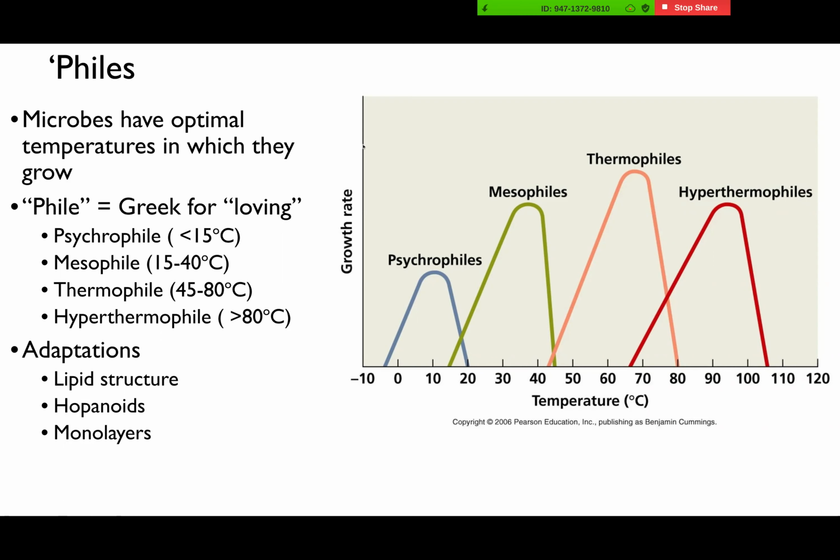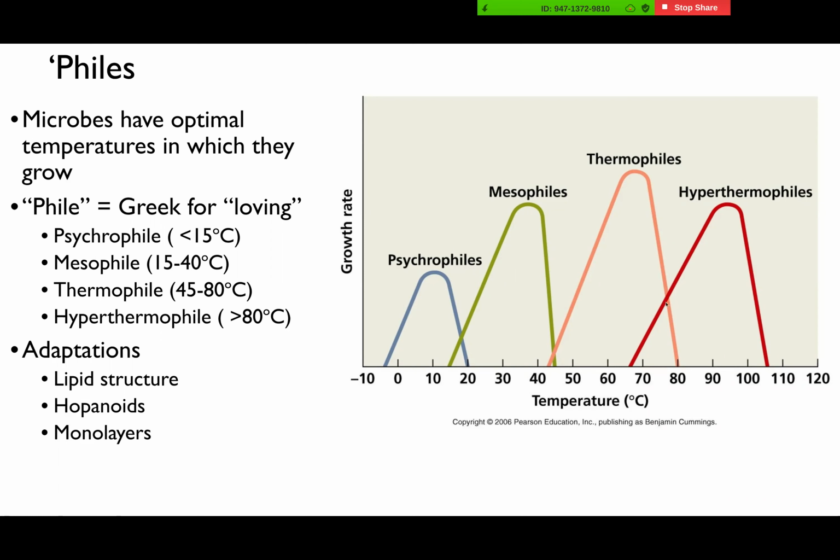On this y-axis, we have growth rate. So the higher the growth rate, the faster the microbe is growing. And then we have temperature here on the x-axis in degrees centigrade. So we have psychrophiles, which like to grow less than 15 degrees C, mesophiles, which grow between 15 and 40 C, thermophiles, which grow between 45 and 80 degrees C, and hyperthermophiles, which grow greater than 80 degrees C. But what you'll notice between all these is they don't just grow at one specific temperature.